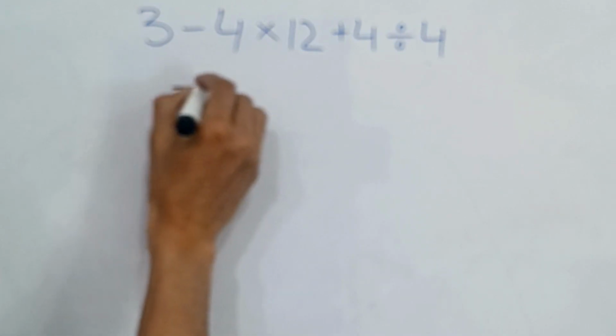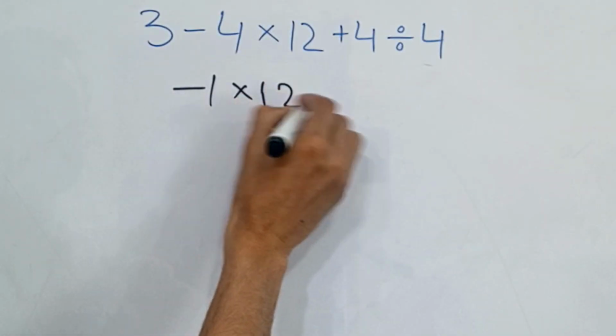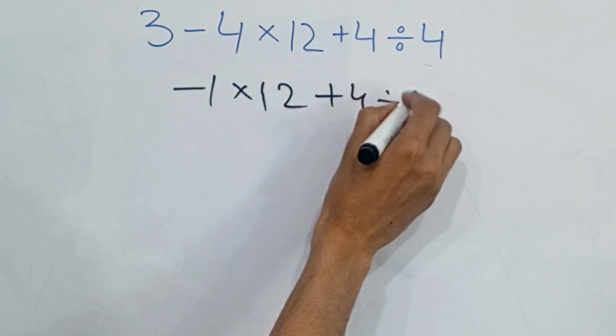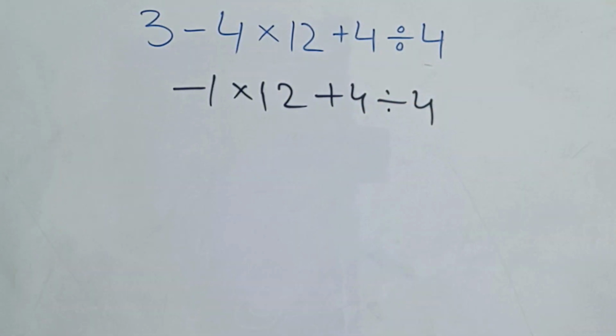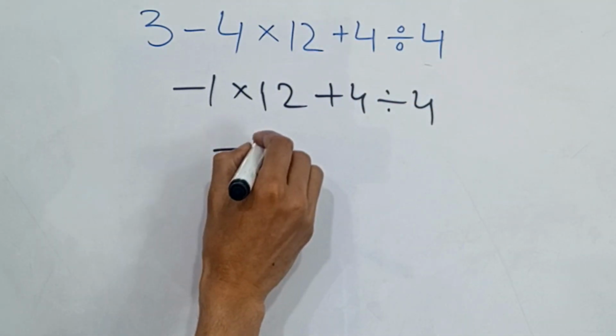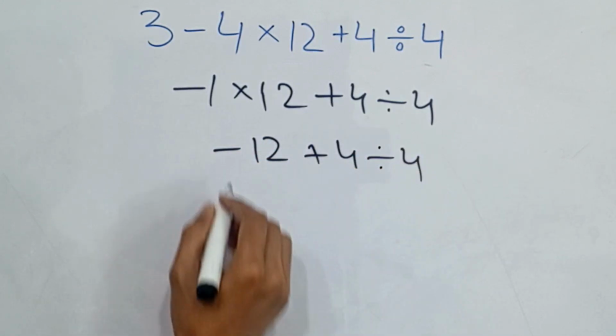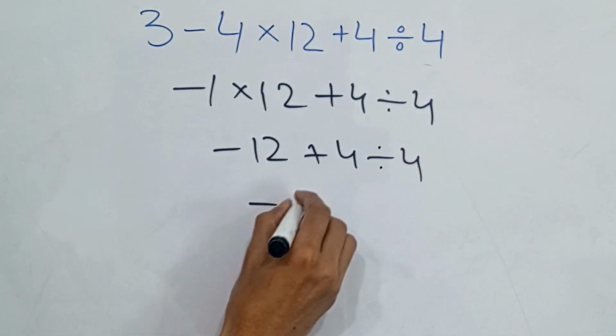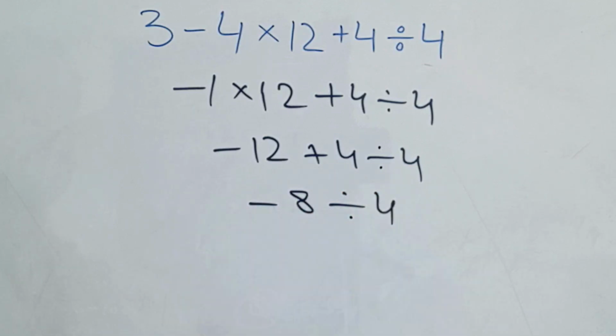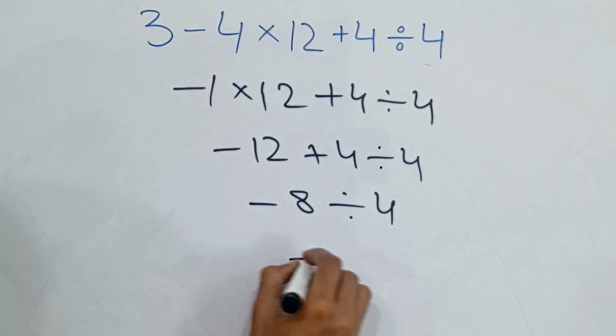3 minus 4 equals minus 1, right? Times 12 and plus 4 divided by 4, right? Now minus 1 times 12 equals minus 12, plus 4 divided by 4. Now minus 12 plus 4 equals minus 8, and divided by 4, right? Now minus 8 divided by 4 equals minus 2.